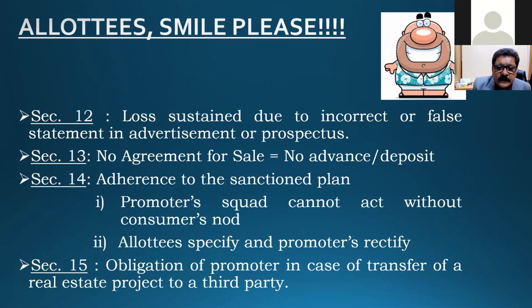Section 15, obligation of promoter in case of transfer of a real estate project to a third party. Now, during the course of construction, either he is fed up of the project or he is not able to complete the project, and he joins hands with some other bidder, either into a JV, or the project is taken over by some other bidder. But the obligation of the promoter in case of transfer of a real estate project to a third party still remains. He cannot say that the other bidder had booked, now I am not responsible. Even the incoming builder is equally responsible as the builder who was initially in the project.